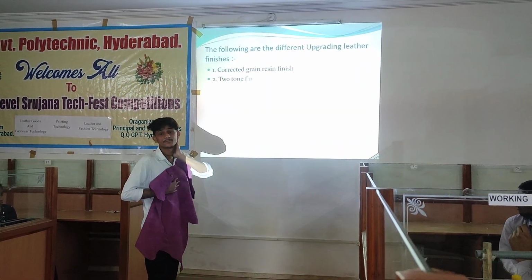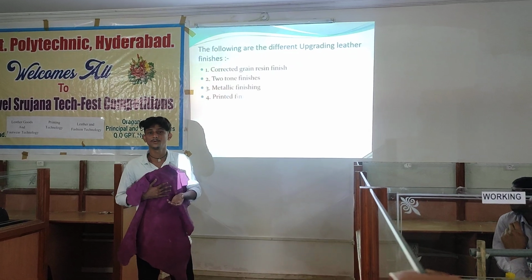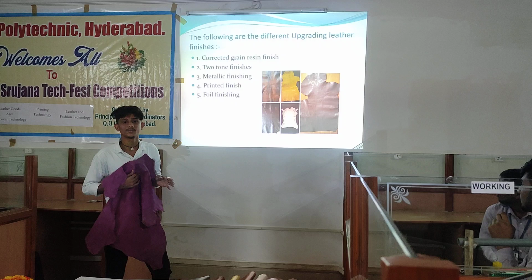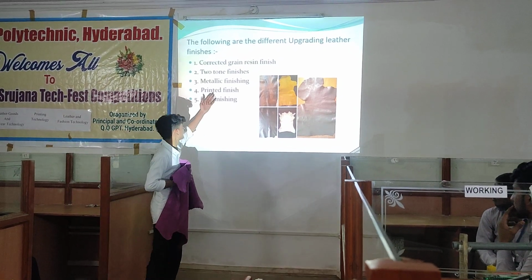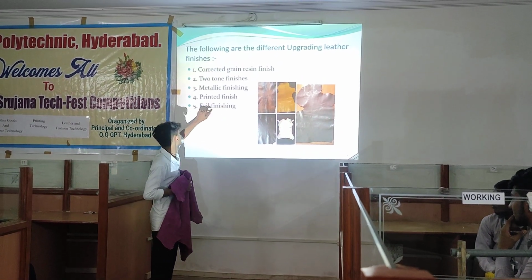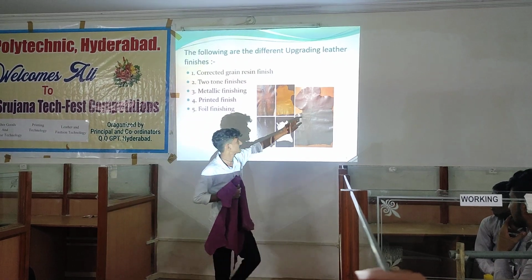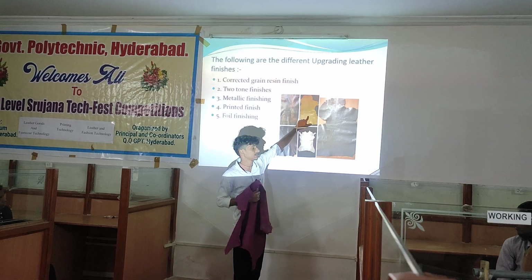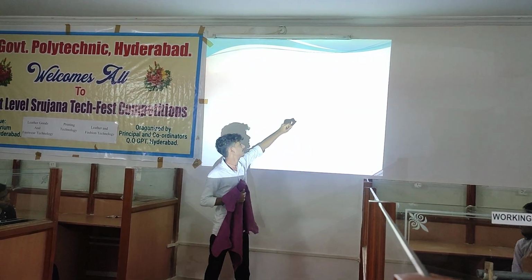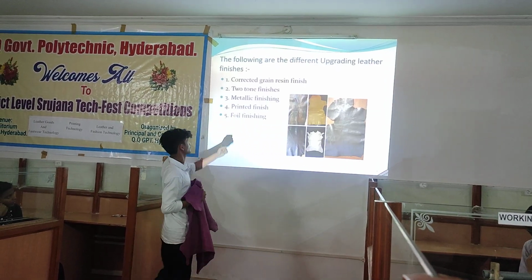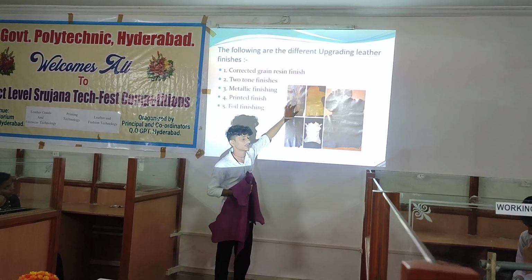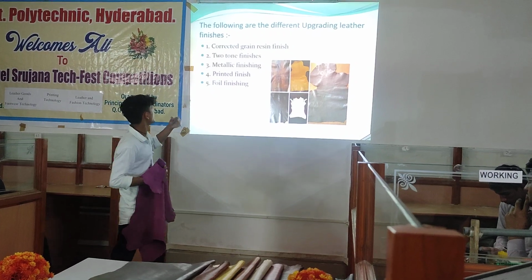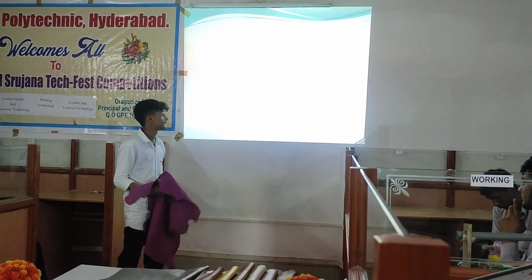The following methods are available in upgrading finishes. First one is corrected grain resin finish. Second one is two-tone finish. Third one is metallic finish. Fourth one is printed finish. Fifth one is poly finish. These are the images of corrected grain resin finish. Next one is two-tone finishing. Next, metallic finishing. This is the printed finish. Next one is poly finish.